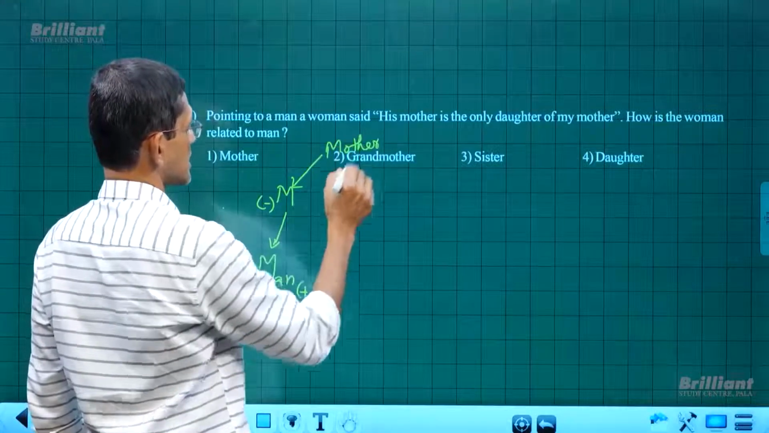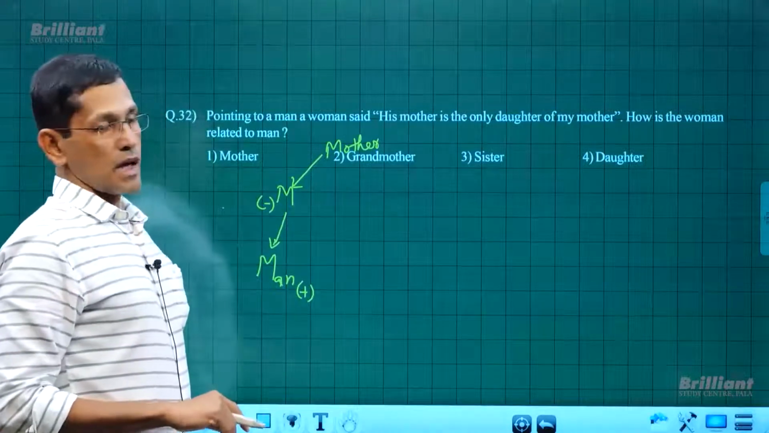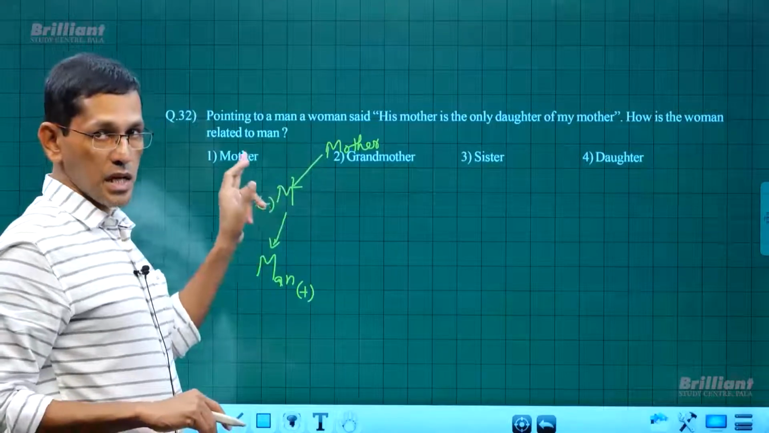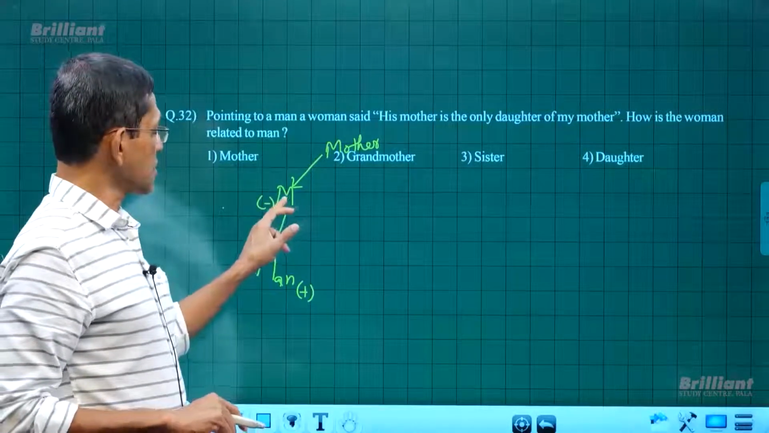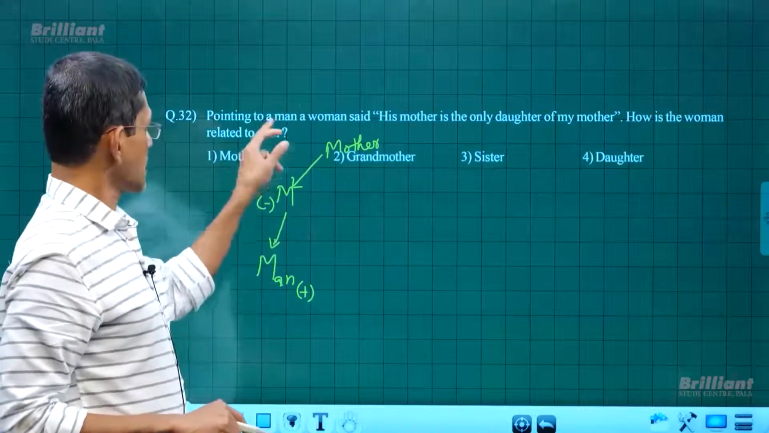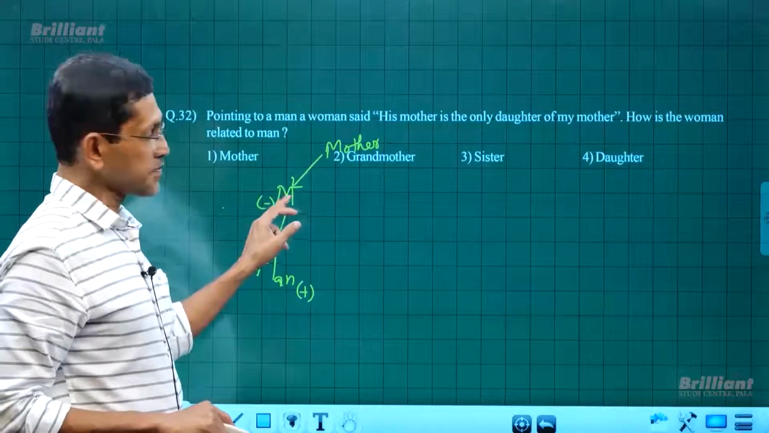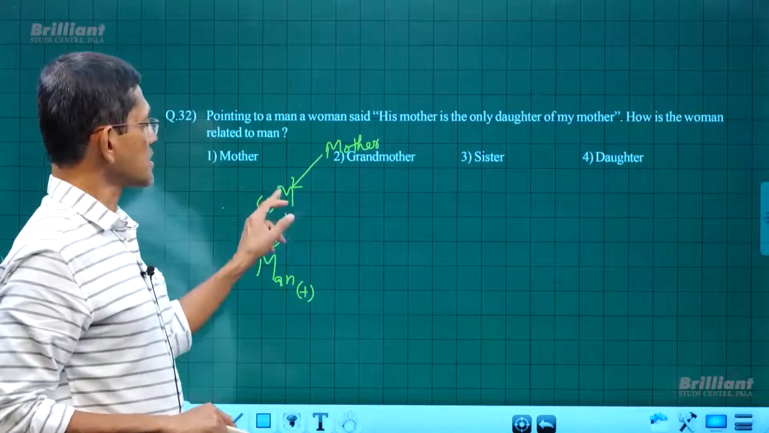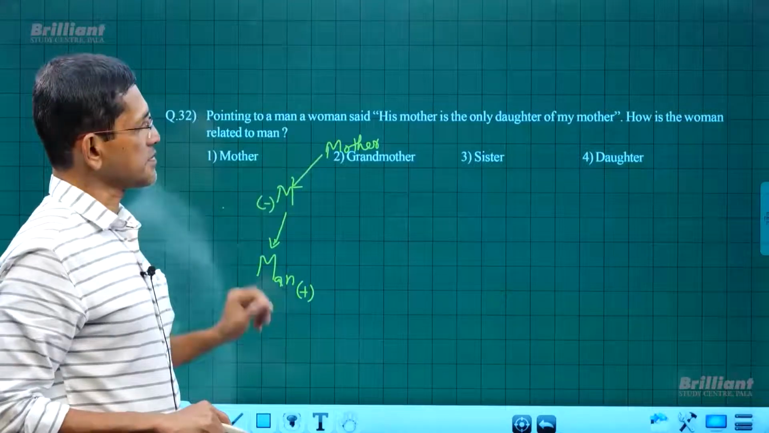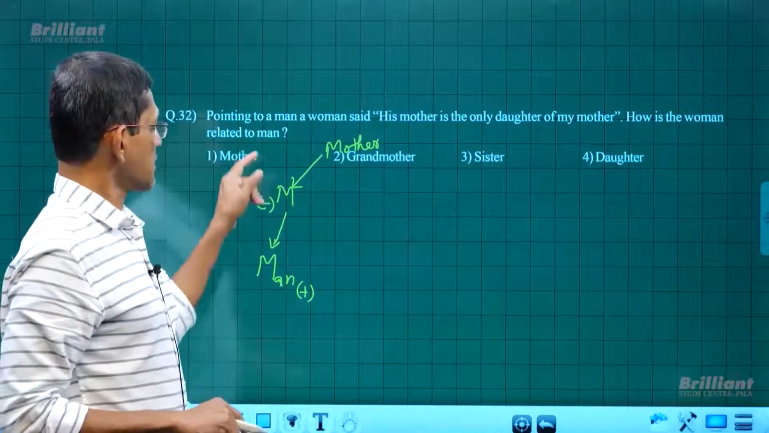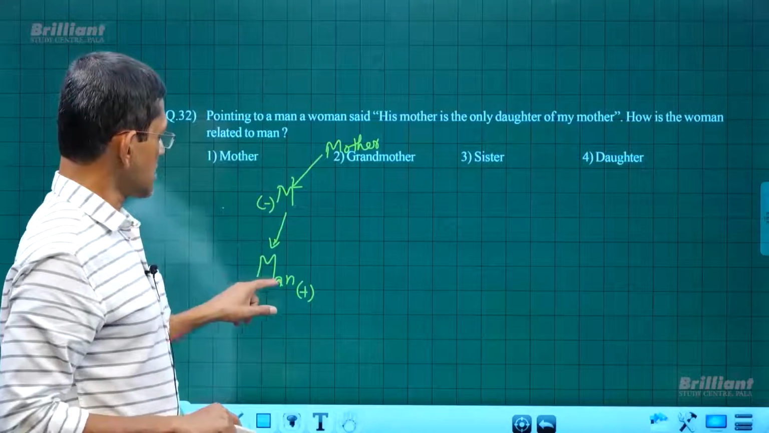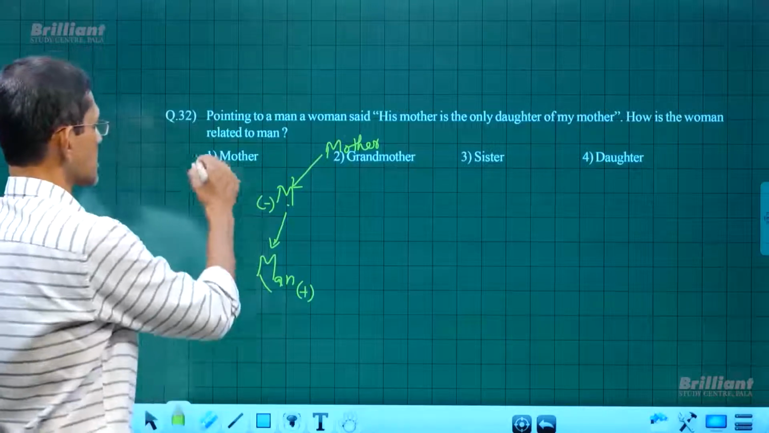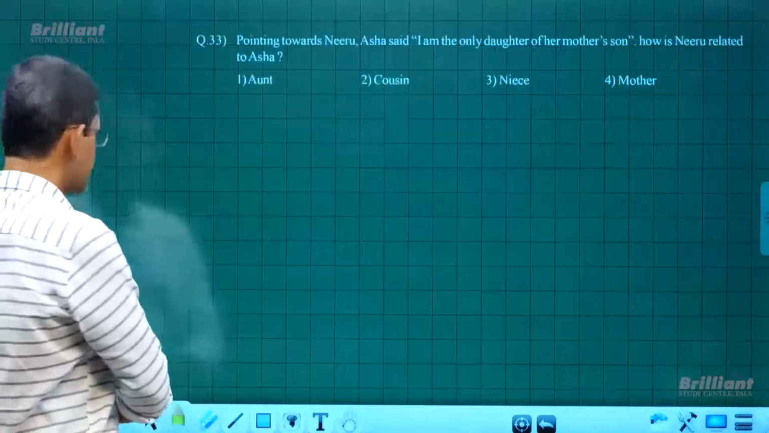Who said that? A lady said that. And that lady's mother's only daughter would be that lady herself. So this is that lady, or that woman. And she says that this man's mother is the only daughter of her mother. Then how is the woman related to the man? From the man's point of view, who is that woman? That woman is his mother. So the answer is what? Mother.